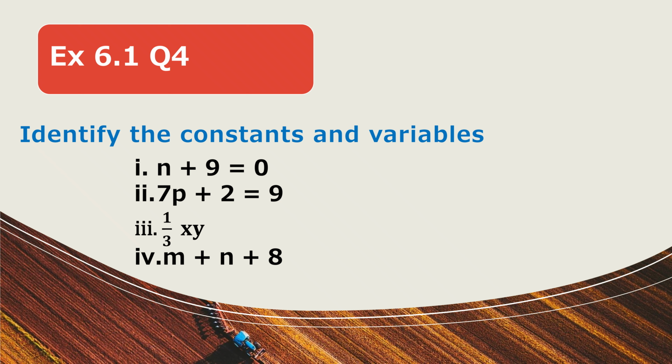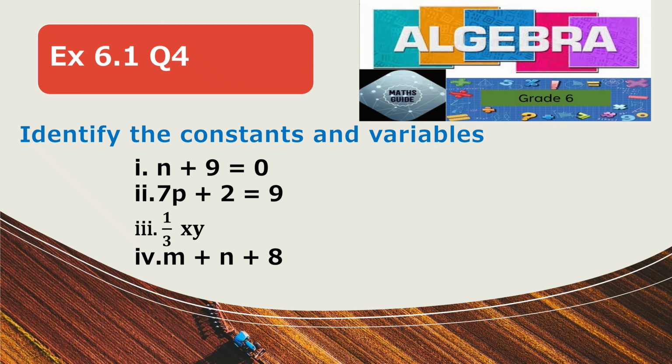This is exercise 6.1, question number 4. Identify the constants and variables. In my previous video, I have explained in detail what are different parts of algebraic expressions like constants, variables, coefficients, and terms in algebraic expressions. Those who haven't watched it yet, go and check it out. And our question is, we have to identify the constants and variables in the given algebraic expressions.